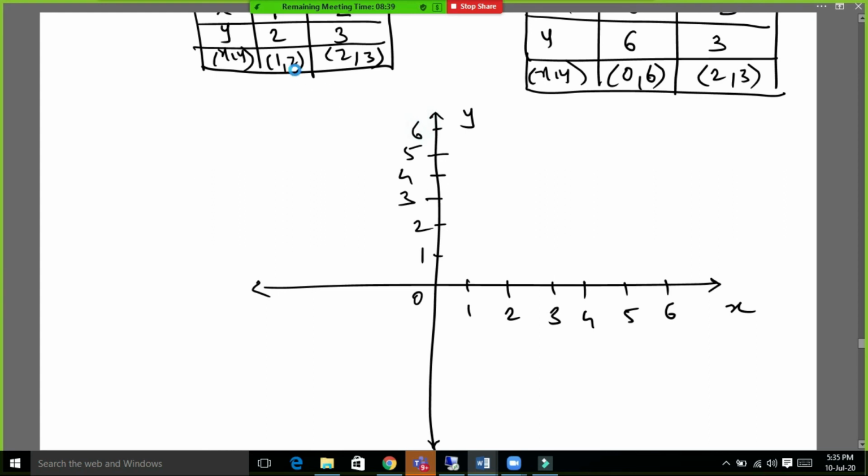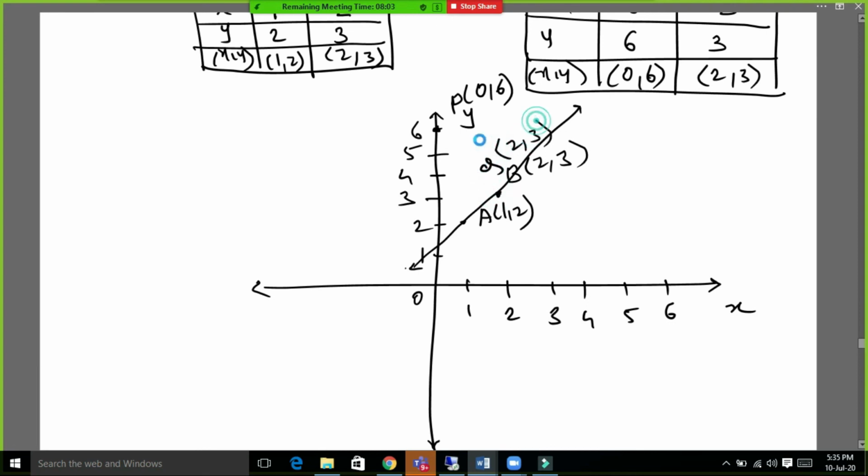Now plot the points. First is 1 comma 2. So this is 1 comma 2. 2 comma 3 is the second point, so B of 2 comma 3. Join these points by a line. Now for the second equation, 0 comma 6. So this is your point P of 0 comma 6 and 2 comma 3. This is again the same point we get on the first line. So Q of 2 comma 3. Join these points.